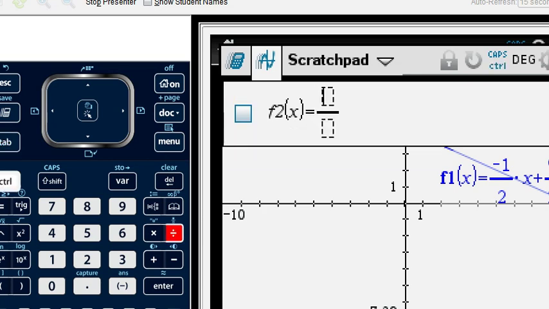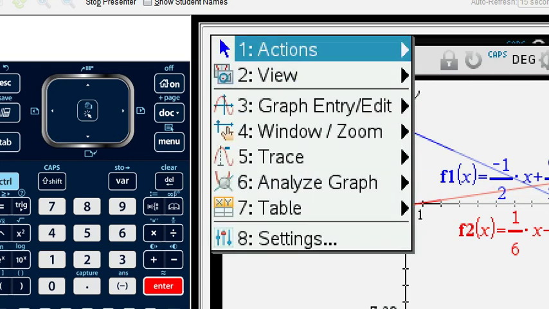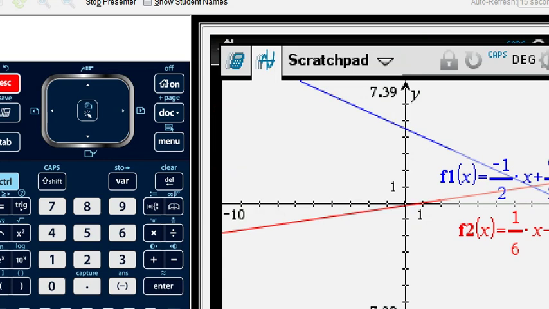I'm going to hit control divide again. 1/6 x. It's recording everything. Okay. Minus control divide 1/6. Okay. So now I'm going to hit menu. Everybody with me so far, or did I go too fast?